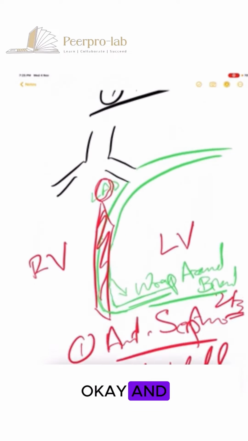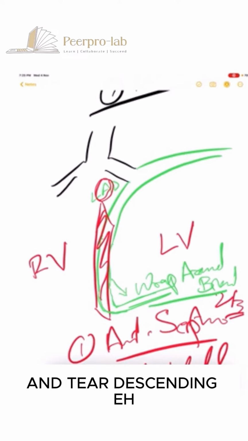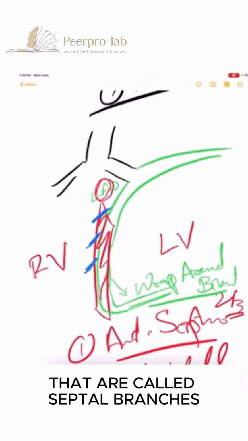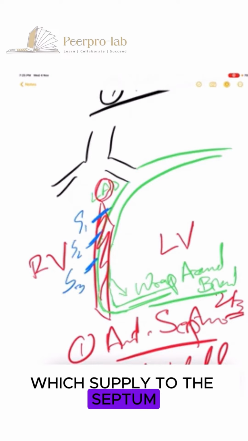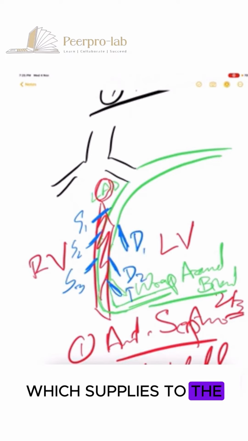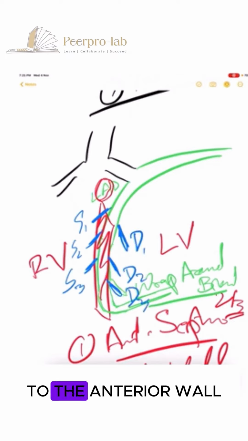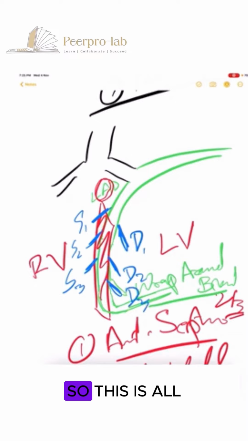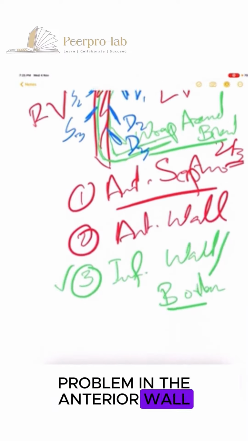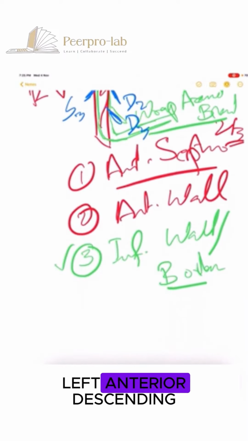Okay. And there are some branches which originate from the left anterior descending. When it comes down, there are some branches called septal branches which supply the septum, and there are some diagonal branches which supply the anterior wall of the heart. So this is all about the left anterior descending. Whenever there is a problem in the anterior wall, we will think about the left anterior descending.